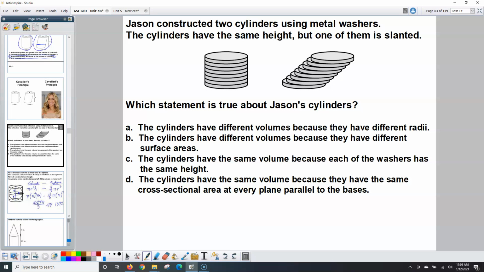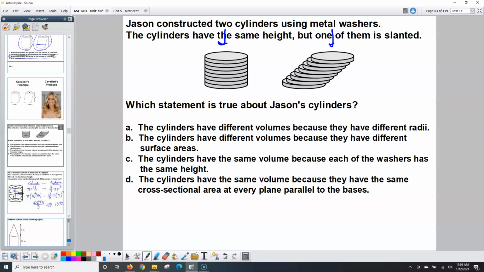Jason constructed 2 cylinders using metal washers. The cylinders have the same height, but one of them is slanted. Okay, so these say washers. One of them bothers me because I think washers should have a hole in the middle to make them useful. But anyways, these should be more like quarters. That's beside the point. I'm thinking of stacks of paper because that makes more sense to me. So I got my stack of paper right here. Then this one I kind of pushed over a little bit, stack of paper.